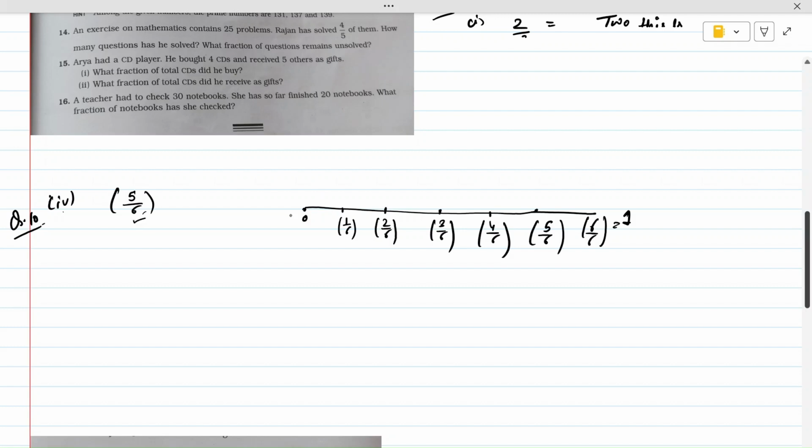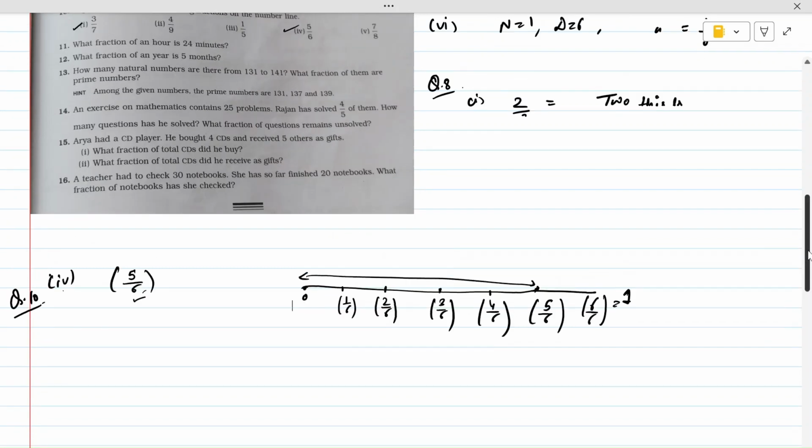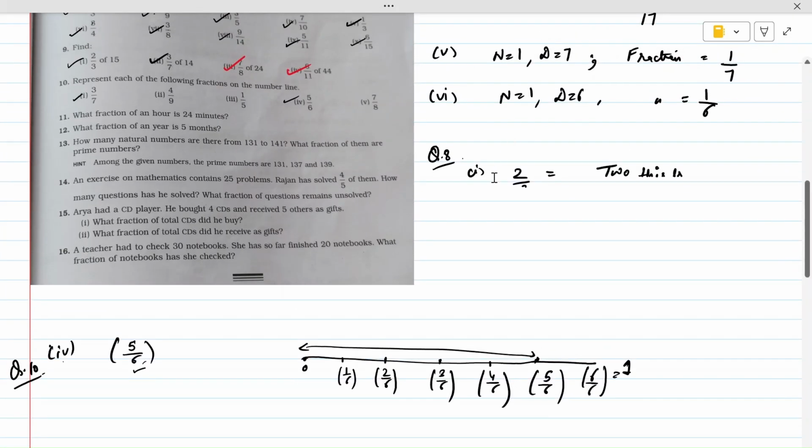That means the whole unit is divided into 6 parts. Out of it, what we have to draw is 5 by 6. So this is 5 by 6 from here. So this complete length represents the 5 by 6. This total is 5 by 6 of the entire length. So kids, this is how we have to represent a fraction on a number line.